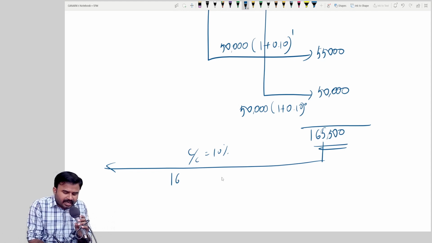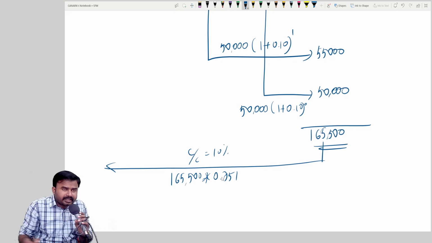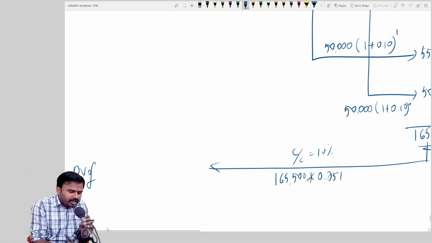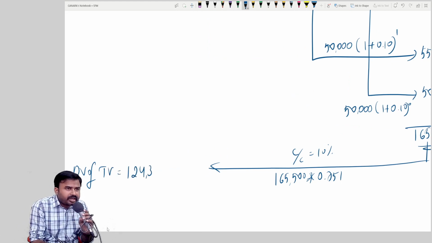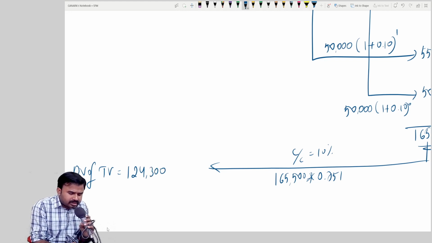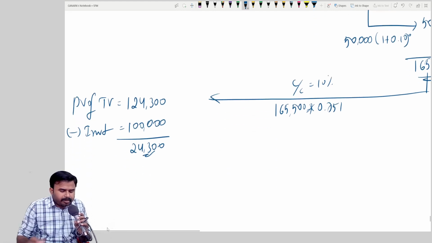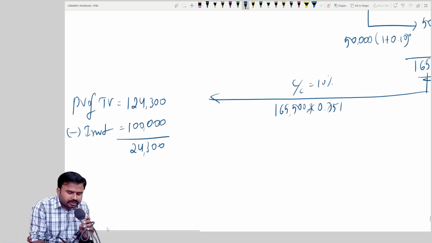10%. That means 1,65,500 into 0.751. If I'm not wrong, right? Third year ending present value factor. Then I'll get present value of terminal value 1 lakh 3. Yeah, 291. Approximately 300, right? Yes. Minus my investment 1 lakh. 24,000. Are you getting? This is my NPV. This is the way to calculate NPV actually.